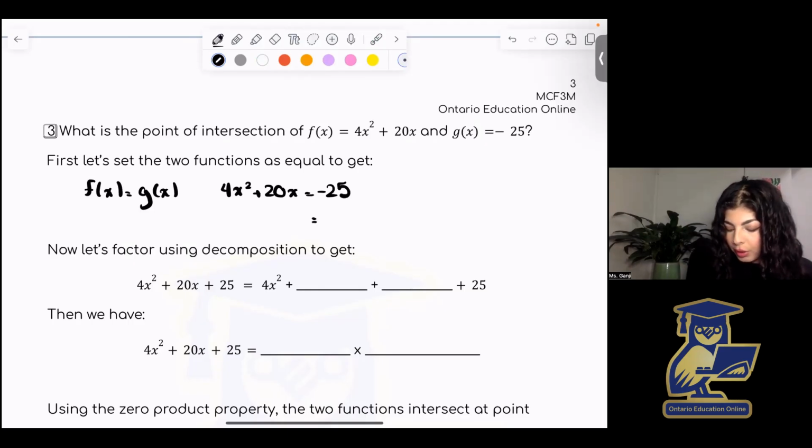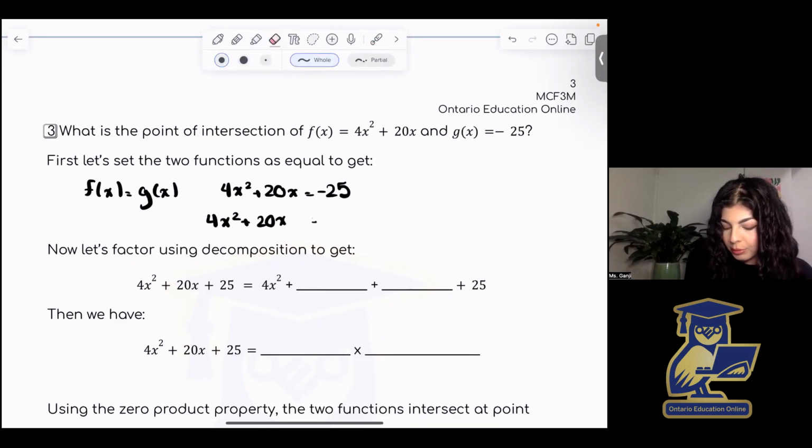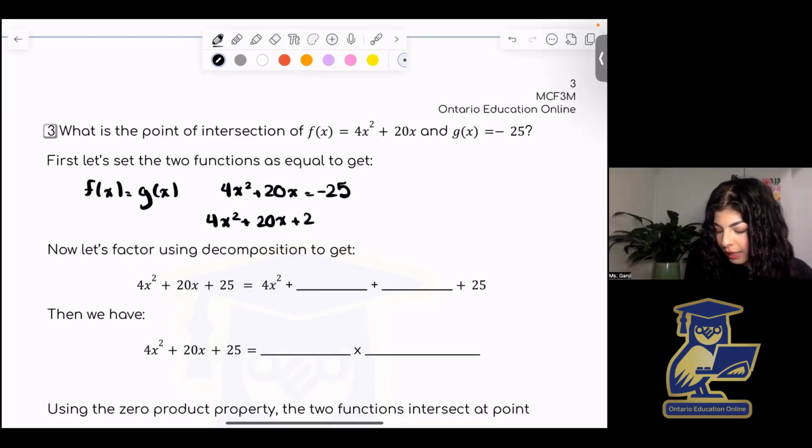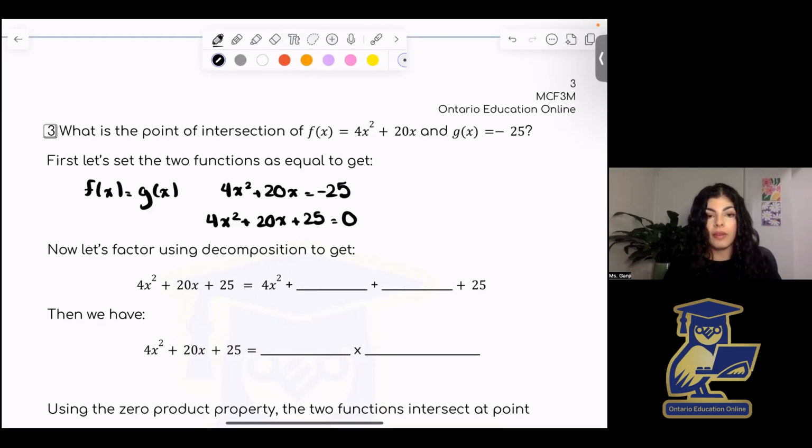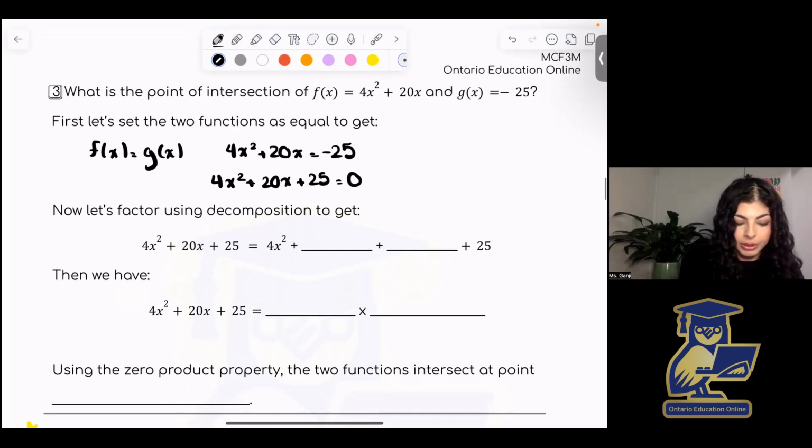So we want to find an equation where it is equal to 0. So I'm just going to add 25 to both sides. And now I have a quadratic equation that is equal to 0. And I can think of it now that I have this new equation and I'm finding the solutions to this equation. So now let's factor using decomposition.